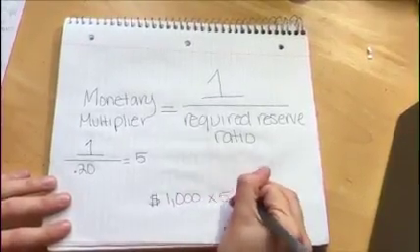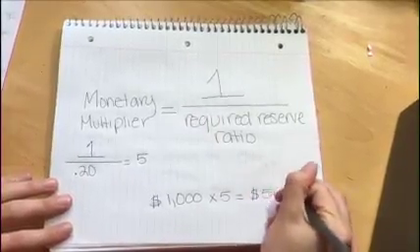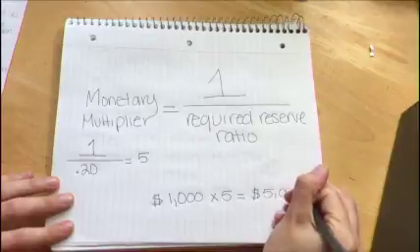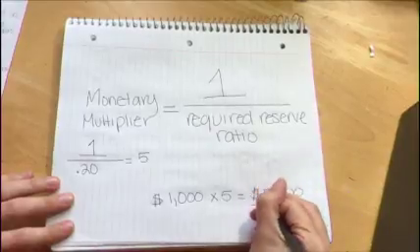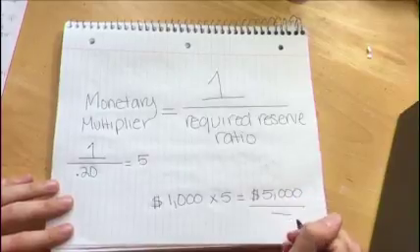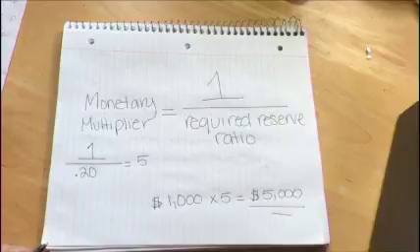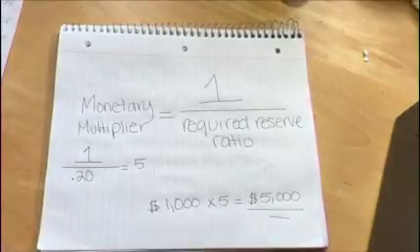So, by taking 1 over the required reserve ratio of 20% and then multiplying that number by 1,000, we get $5,000. The monetary multiplier is $5,000. The maximum amount of money that can be created by a single dollar in this scenario is $5,000. So, the bank will continue to loan out money until it has reached $5,000 of new money.